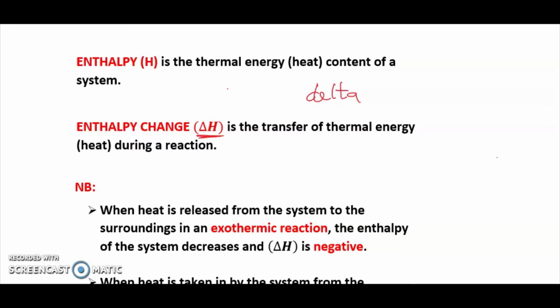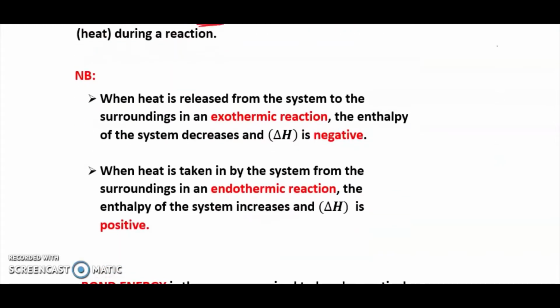So let's note the following concerning enthalpy change. The first point we want to look at is this. When heat is released from the system to the surrounding, that is in the case of an exothermic reaction, enthalpy of the system decreases and delta H is negative. So let's take note of this. When delta H is negative, the reaction is described as an exothermic reaction, and in such case, heat is released to the surrounding. That is, heat is released from the system to the surrounding.